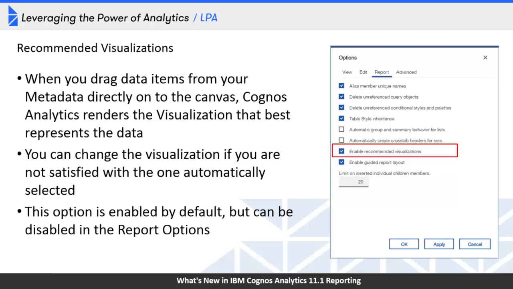Now, recommended visualizations is the other part of this options turn on and off features. And this is about dragging data from your metadata, your data module or your package, and dropping it on the canvas, not into a data container, but just dragging it onto the canvas and dropping it. And Cognos will examine the types of data that you're dropping and will choose a visualization that matches the types of data that you're dropping.